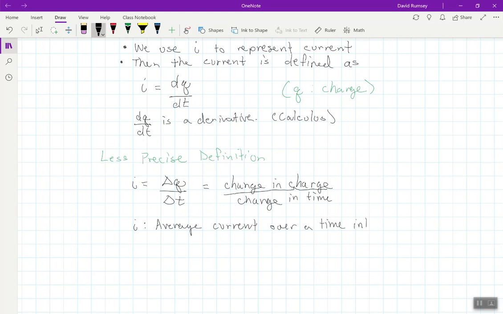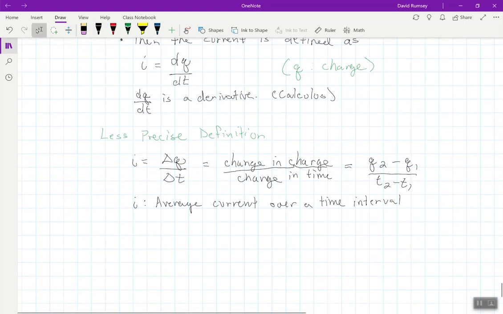Which honestly is probably good enough for us anyway, because we're not necessarily worried about what the current is at a precise moment. We're just asking, what's the average current? That's often what we're interested in anyway. This is just like a slope equation. If you want to compute this, you'd have 2 points of data, and you just do Q2 minus Q1 over T2 minus T1. Just calculating a slope. That's all that is, and that's the one we're going to use.